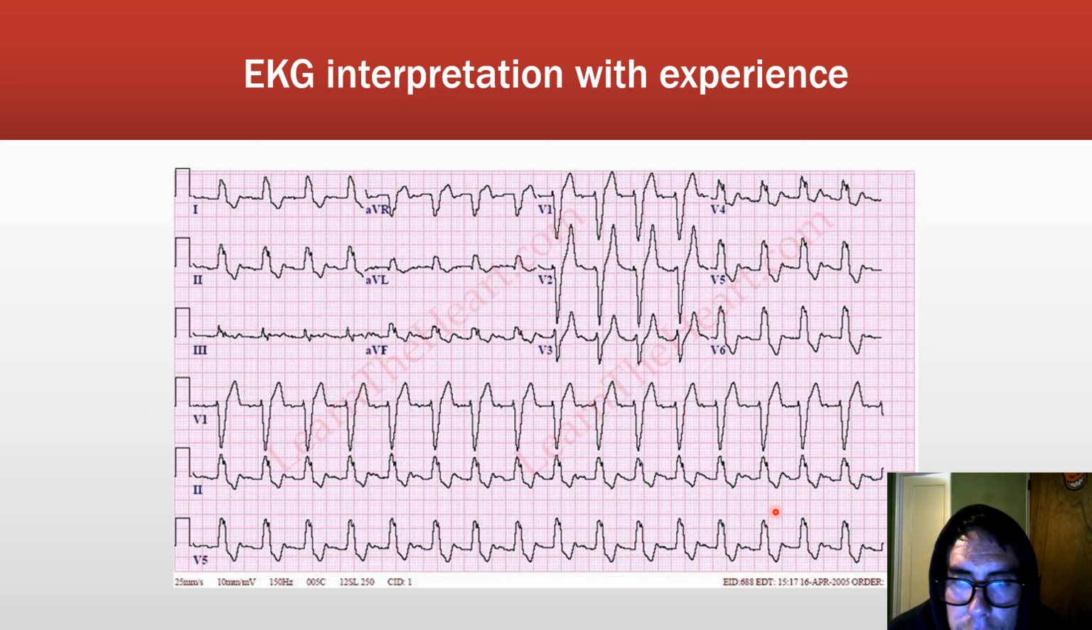So this one, it's regular. I don't see any discernible P waves. QRS is wide. So yeah, this one is possibly something called an idioventricular rhythm, or a junctional rhythm. And then we move on into the 12 lead steps.